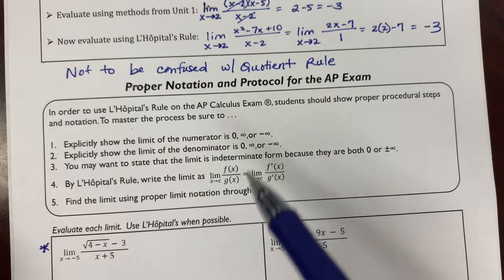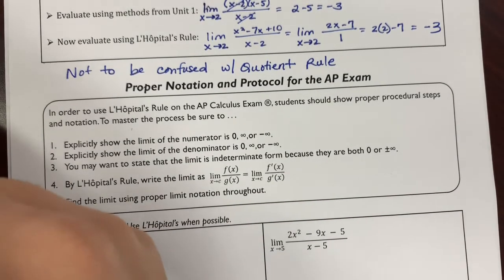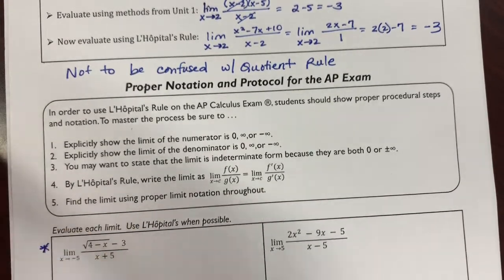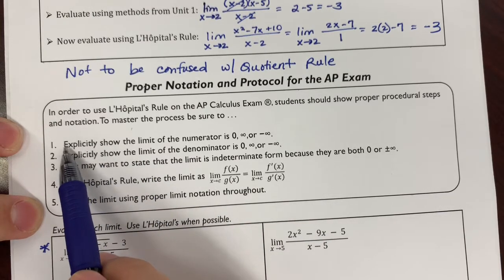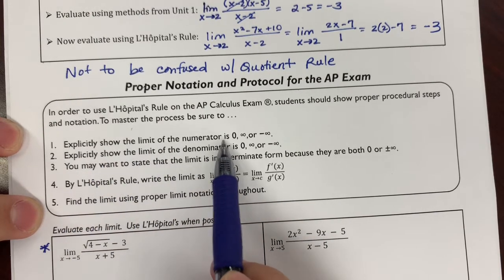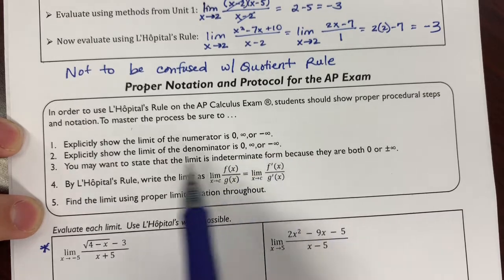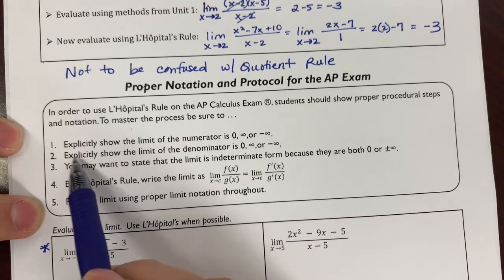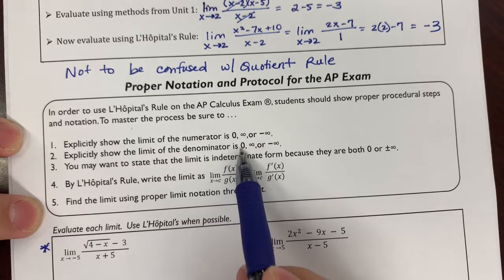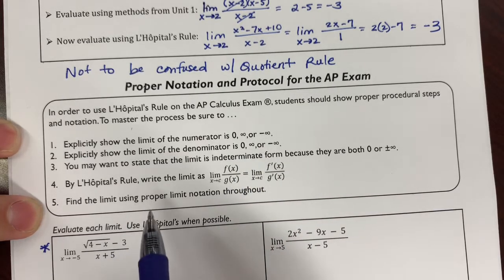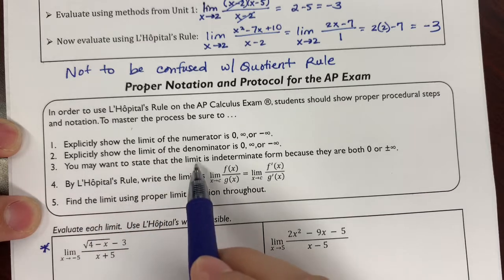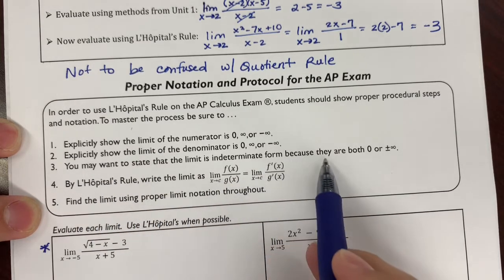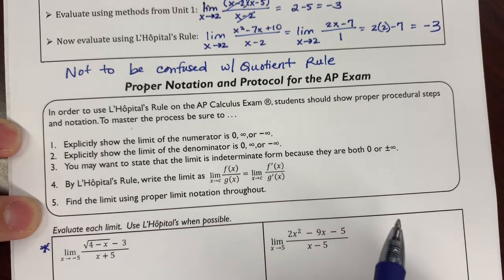In other words, you have to do each of these steps in order to be able to do L'Hopital's rule. So first thing you've got to do is explicitly show that the limit of the numerator is 0, infinity or negative infinity. Then you have to explicitly show that the limit of the denominator is 0, infinity or negative infinity. Then right after that, they want you to state that the limit is indeterminate form because they are both 0 or positive or negative infinity.